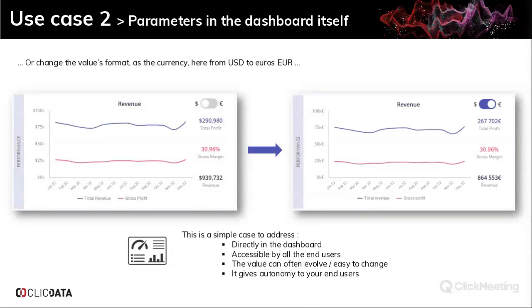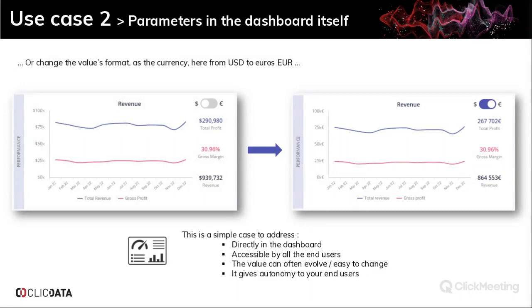So on these two use cases, it was a simple case to address. It's directly in the dashboard, so it's accessible by all the end users. They can change it by themselves, and so the value can often change, and it's easy to do. And so it gives some autonomy to the end users.